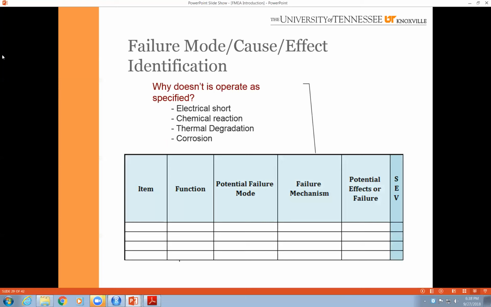Failure mechanism, which is not always used in FMEA, needs a little bit of a deeper dive there. But examples for that would be an electrical short, chemical reaction, thermal degradation, and so on. Sometimes it's not known upfront. Sometimes it is, if you've done some root cause analysis or teardown analysis of some of the components. Again, I personally did not use that column a lot, but some companies use it as well.